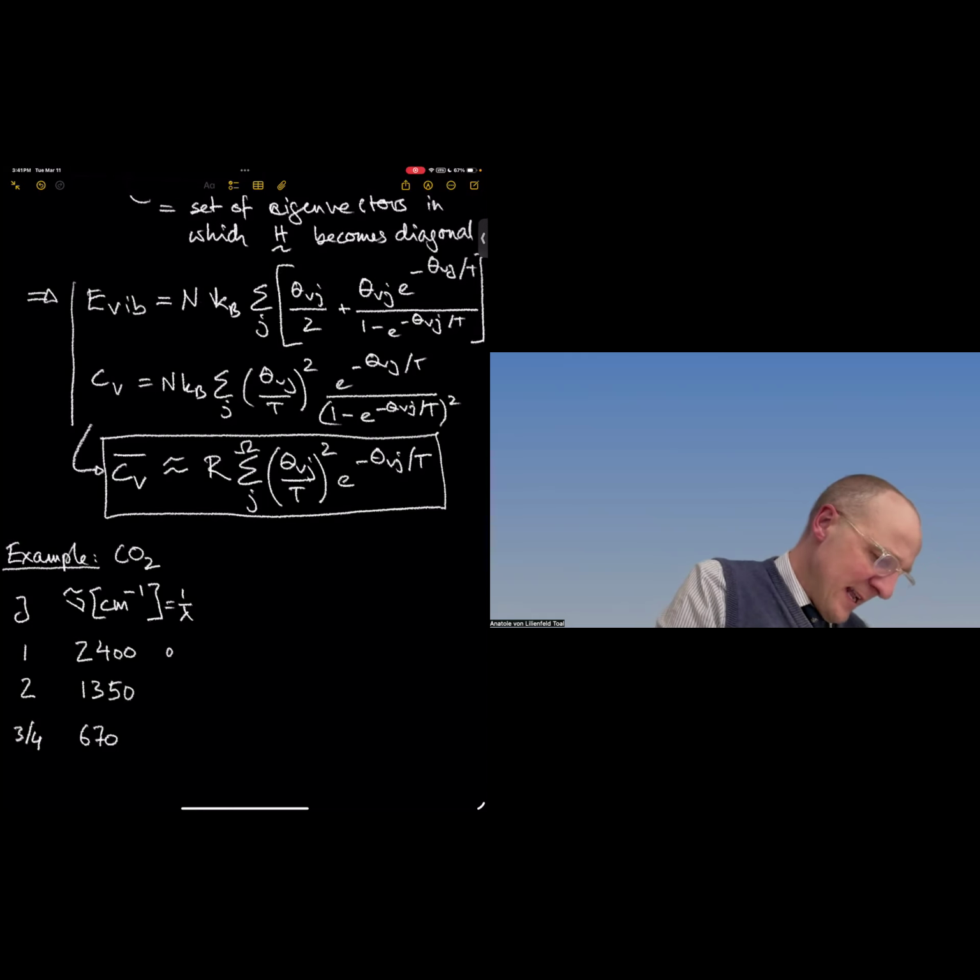This top one is the asymmetric stretch. This one is the symmetric stretch. And this is a bending mode, which is twofold degenerate.